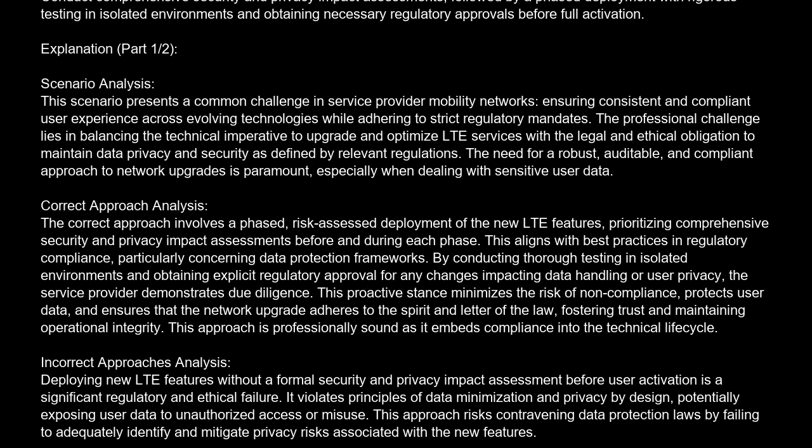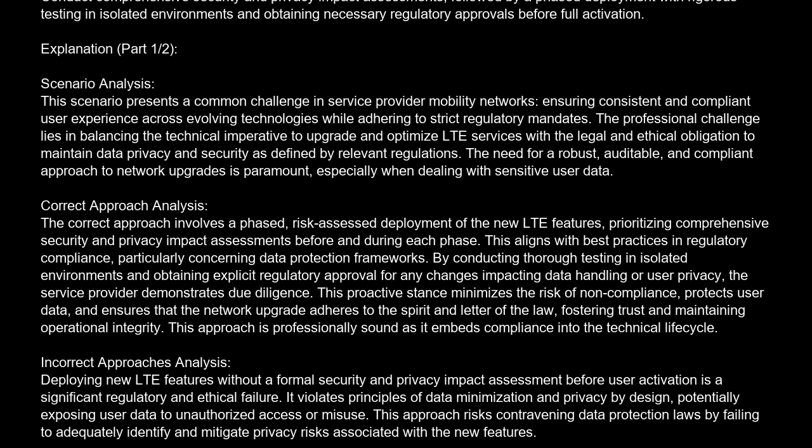Correct approach analysis. The correct approach involves a phased, risk-assessed deployment of the new LTE features, prioritizing comprehensive security and privacy impact assessments before and during each phase. This aligns with best practices in regulatory compliance, particularly concerning data protection frameworks. By conducting thorough testing in isolated environments and obtaining explicit regulatory approval for any changes impacting data handling or user privacy, the service provider demonstrates due diligence.